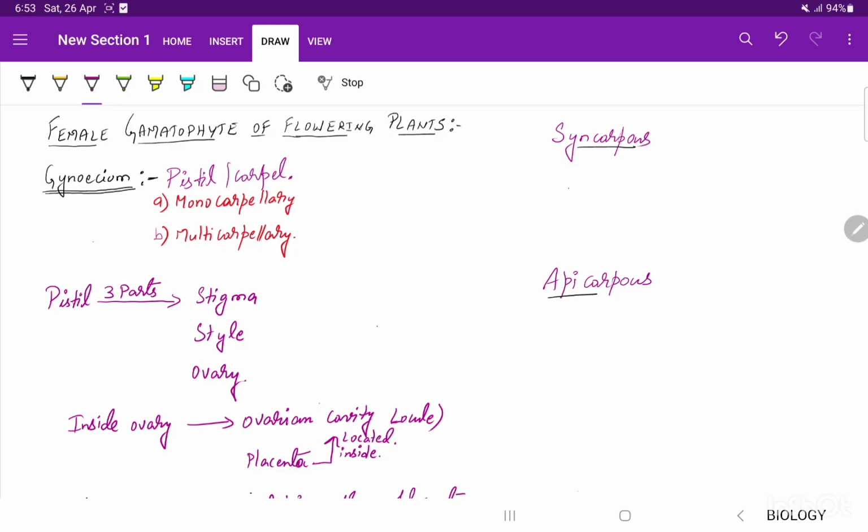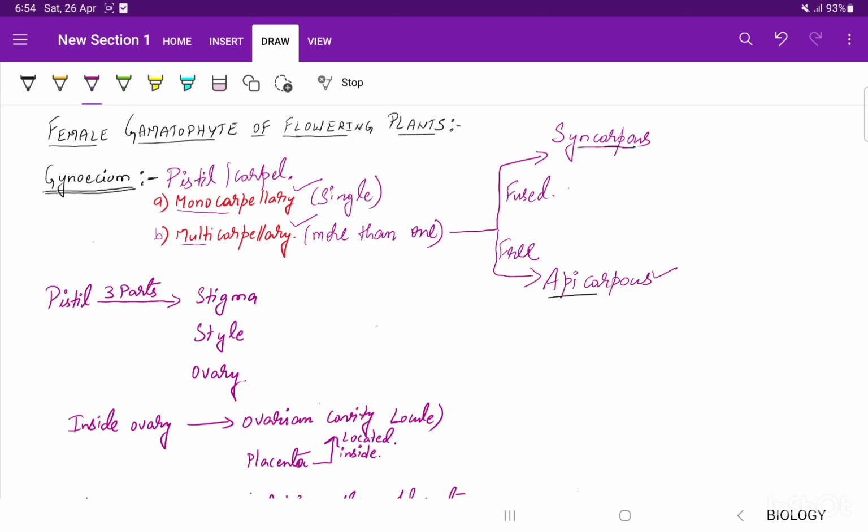If a flower is having one carpel, then it is called monocarpellary. If it is more than one, then it is multicarpellary. In the multicarpellary condition, there are two conditions. If they are fused, it is called syncarpous. If they are free, then they are called apocarpous. I hope it's clear.